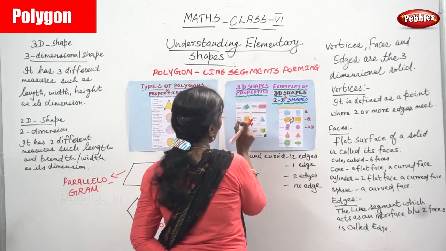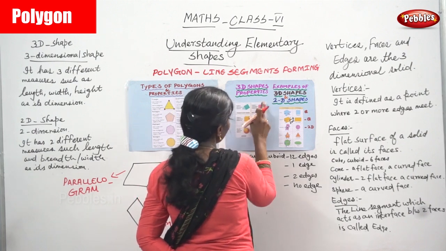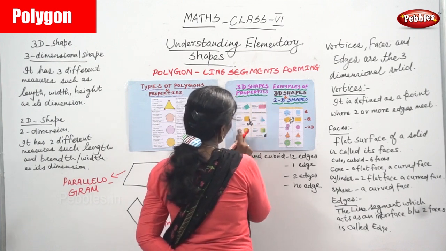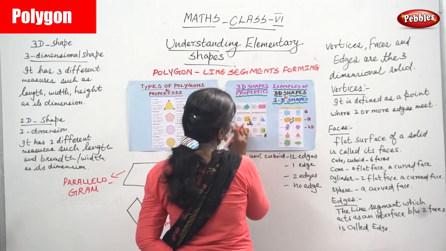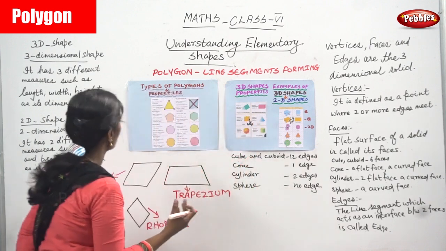So these are the 3D shapes. What are the 3D shapes? I told you the triangular prism and the rectangular prism, and also the cube, cuboid, cone, sphere and cylinder. These are all the 3D shapes. First we must know what a 3D shape means.